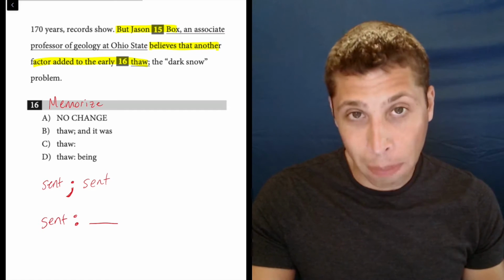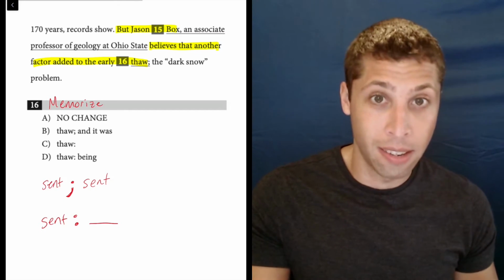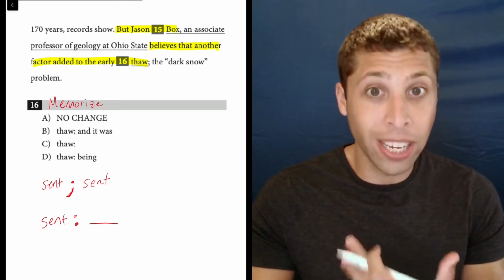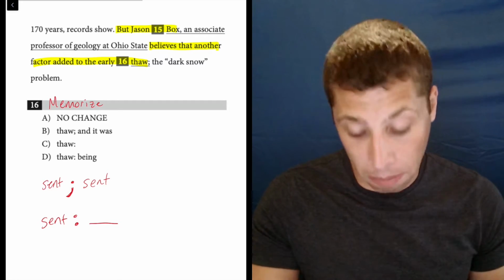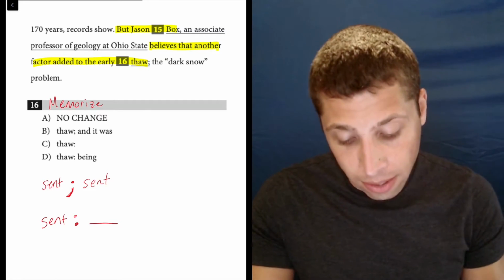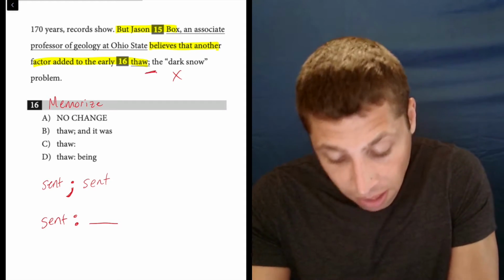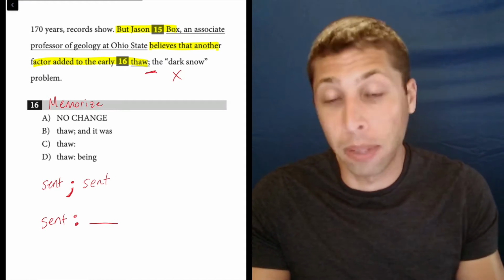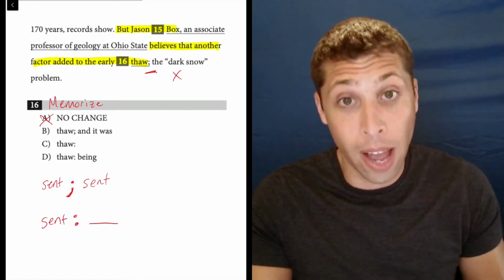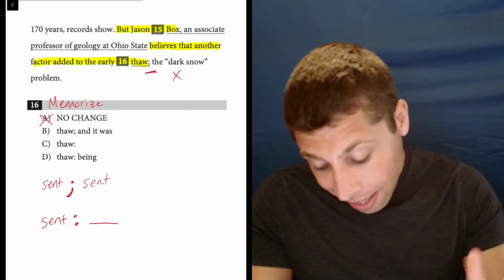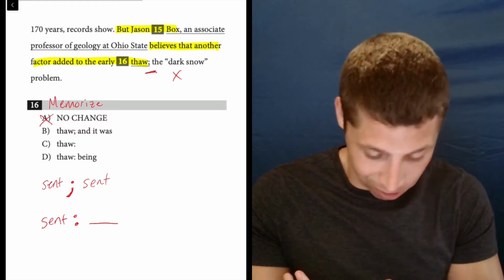But then look at what comes after. "The dark snow problem." That's not a sentence. There's no verb. There's no action. They don't say anything about the dark snow problem. They just say it. And so for that reason, this is not a complete sentence. We can't use a semicolon here because it needs to have a complete sentence on both sides. So that goes away.